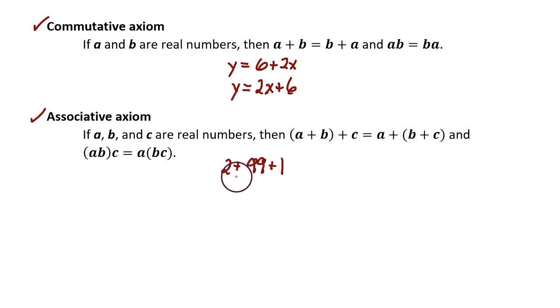One way to do the problem is to add 2 plus 99 first, getting 101, and then add the 1 and get 102. But another way to do the problem is to add these first, making a very convenient number 100, and then adding the 2 to get the answer 102. Now, either way is fine, but this second way might be faster.